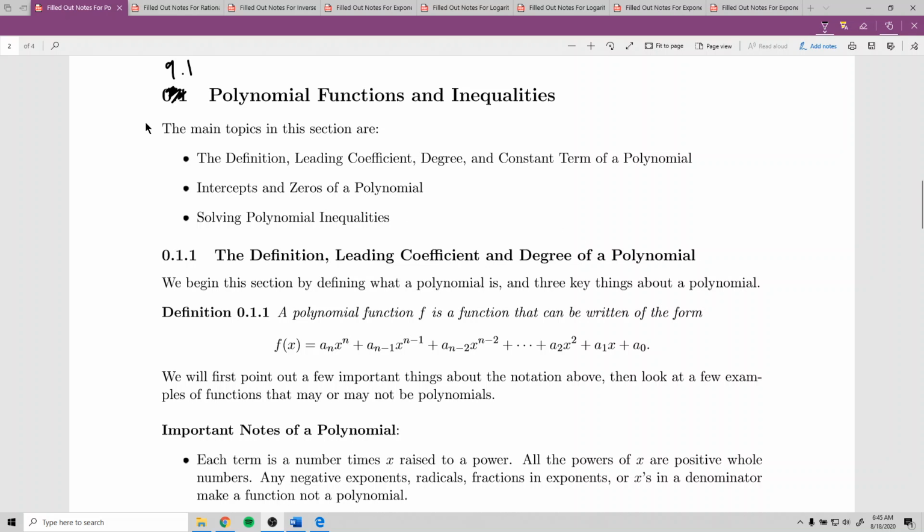This video will be on section 9.1, polynomial functions and inequalities. So we'll start by looking at what the definition of a polynomial is and a few things that are important about it. Then we'll look at the intercepts and zeros of a polynomial. This is something that you'll see when we get there. You could have done this before, but always good to practice extra. And then the last part is solving polynomial inequalities.